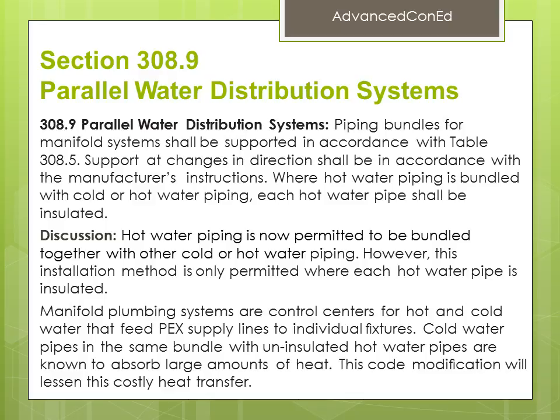Discussion. Hot water piping is now permitted to be bundled together with other cold or hot water piping. However, this installation method is only permitted where each hot water pipe is insulated. Manifold plumbing systems are control centers for hot and cold water that feed PEX supply lines to individual fixtures. Cold water pipes in the same bundle with uninsulated hot water pipes are known to absorb large amounts of heat. This code modification will lessen that costly heat transfer.